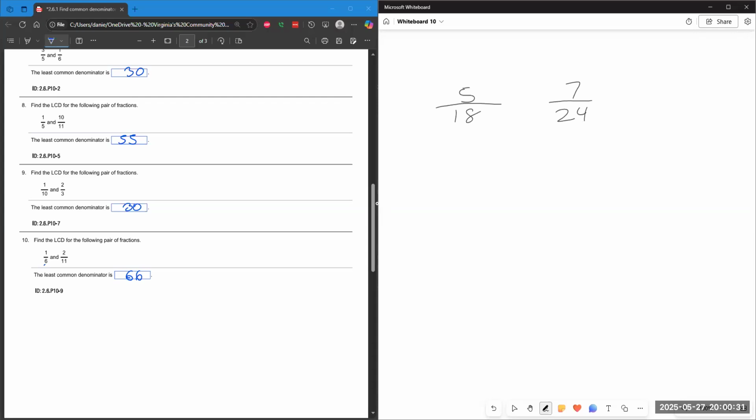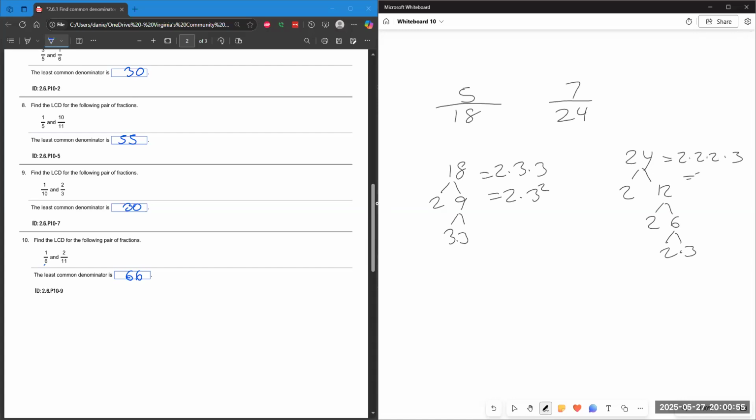So what happens here is this is 2 times 9 and 3 times 3. So this is 2 times 3 times 3, or 2 times 3 to the second power. 24 is 2 times 12, which is 2 times 6, which is 2 times 3. So that's 2 times 2 times 2 times 3, or 2 to the third power times 3. My LCD here is going to have to be made up of 2's and 3's. Those are the only factors that I see represented.